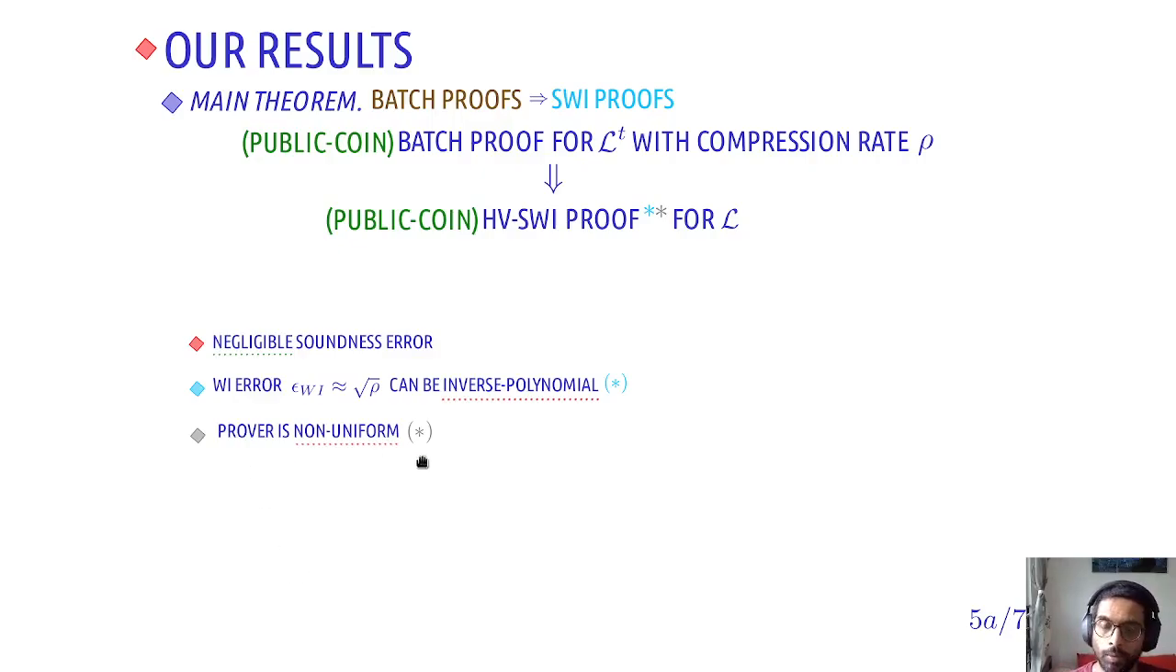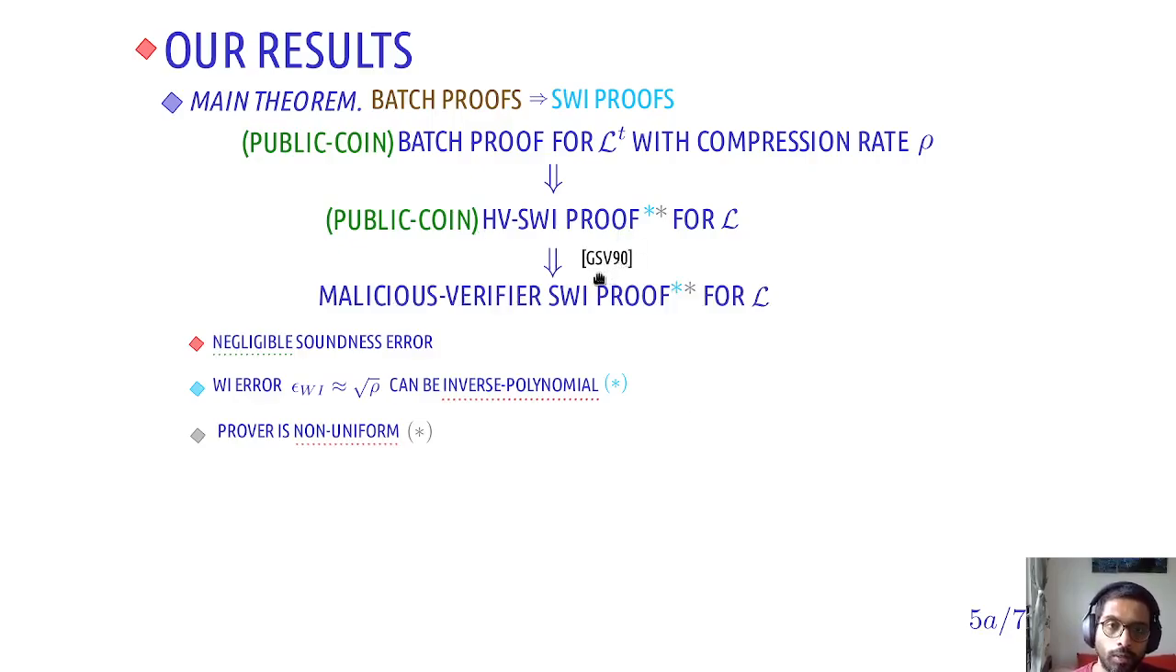The prover we get is not uniform, so it requires some advice. And the WI error we get is not negligible. It is inverse polynomial. It can be any inverse polynomial if you start with a batch proof that is sufficiently compressing. And thanks to the work of Goldreich, Sahai, and Vadhan, you can turn this SWI proof into a malicious verifier SWI proof, still with the caveats. So that was our first result.